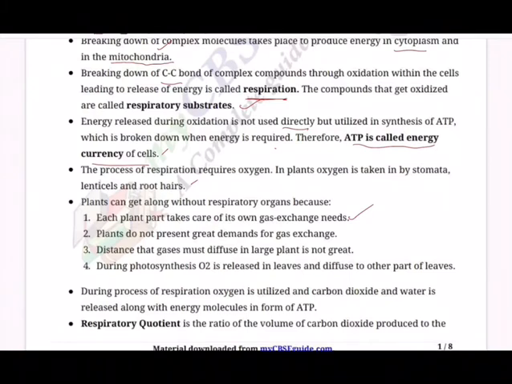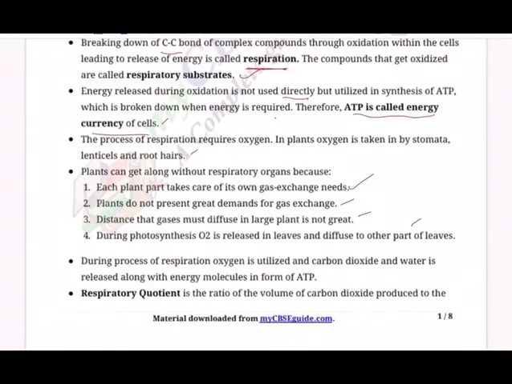So there is continuous exchange of gases through the surfaces. Plants do not present great demands for gas exchange. The distance that gases must diffuse in large plants is not great. During photosynthesis, oxygen is released in leaves and diffused to other parts of the leaves. Since oxygen is released during photosynthesis, it's easy for the distribution of oxygen within the plant.